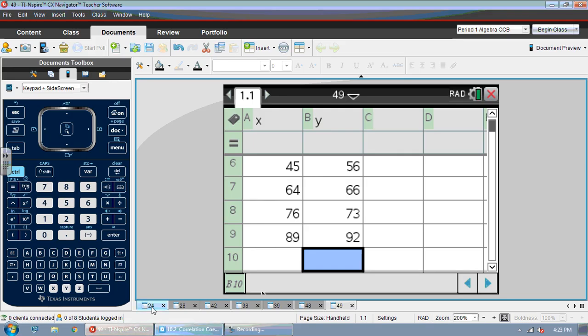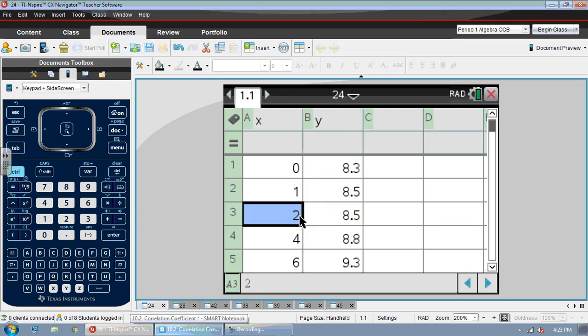This is question 24, that's the wrong one. So remember, we are going into a list and spreadsheet in a brand new calculator page because we are going to do some fancy things and make these interact with each other. So I have already put in 0 through 6 and the associated Y values for those X's. Remember to label the top X and Y.